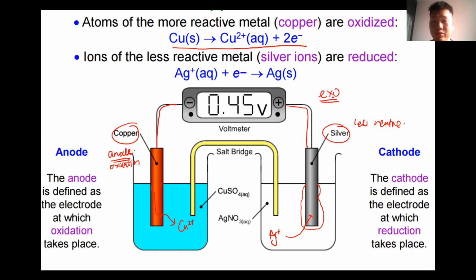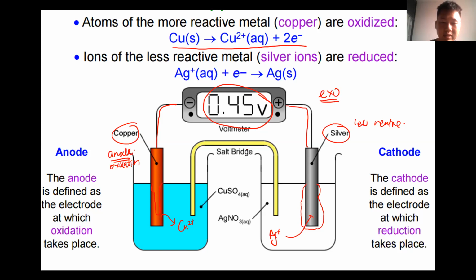So if this is exothermic, that means energy is released from this reaction. So we can actually register a voltage or potential difference between the two metals, because energy is actually given out. The copper on one side and the other metal on the other side have a difference in potential. So we can see a reading using a voltmeter.